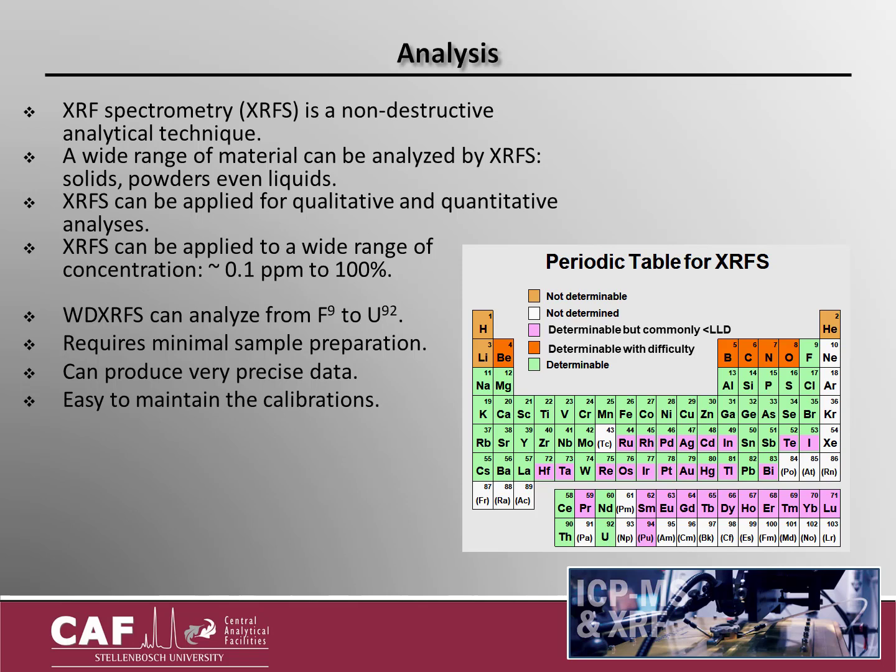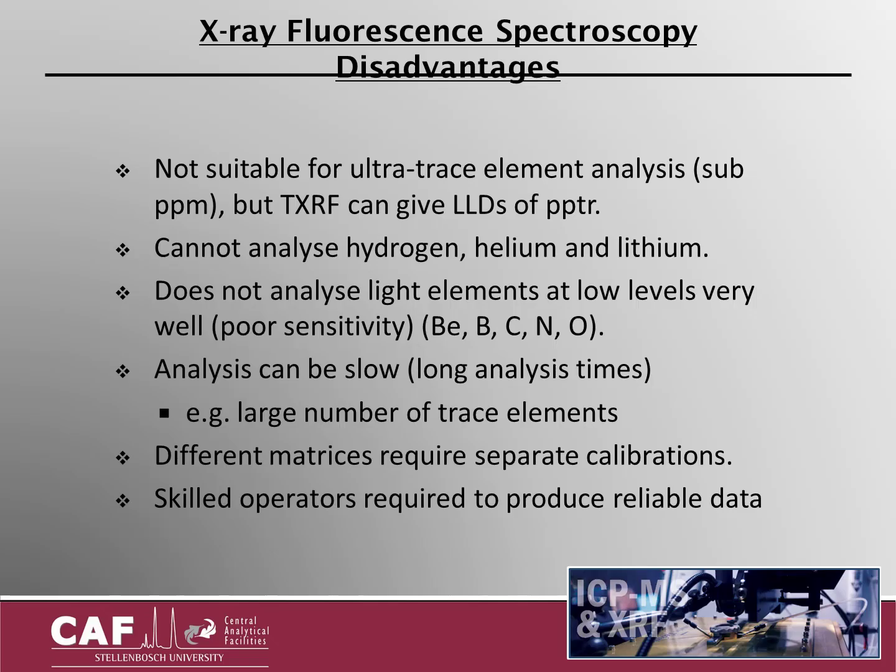First-time calibration setup can be difficult, but it is easy to maintain. XRF analysis is not very suitable for ultra-trace element analysis, but a TXRF can give very low limits of detection, or ICP-MS analysis technique can be used. It cannot analyze hydrogen, helium, or lithium. It does not analyze light elements at low levels very well. It has a poor sensitivity for beryllium, boron, carbon, nitrogen, and oxygen.